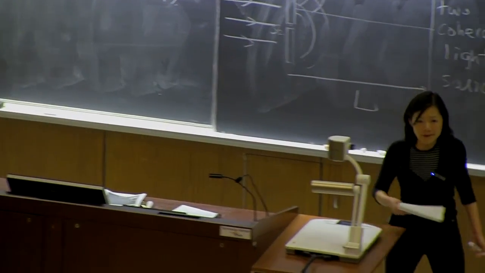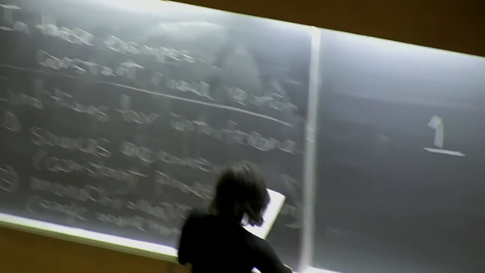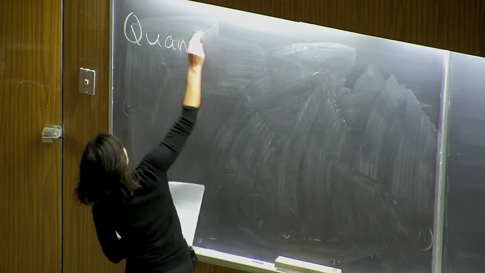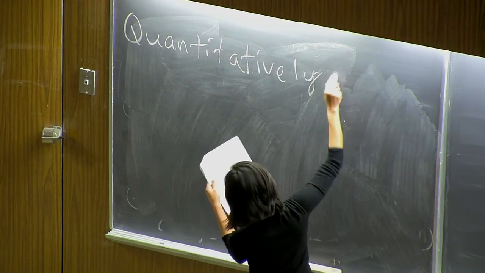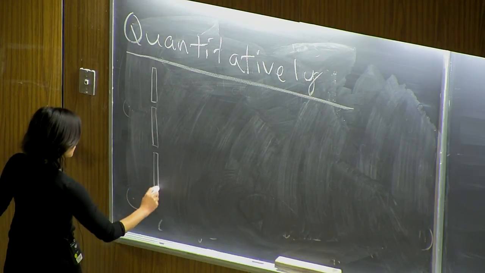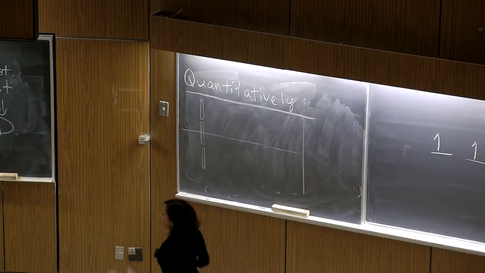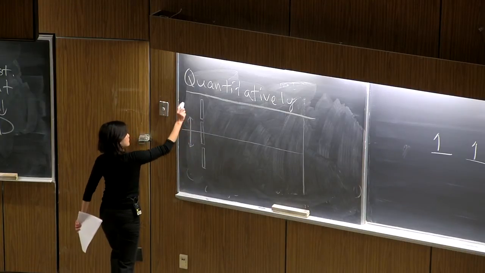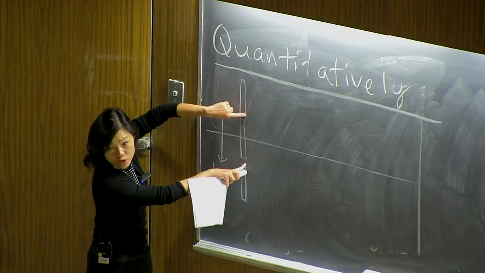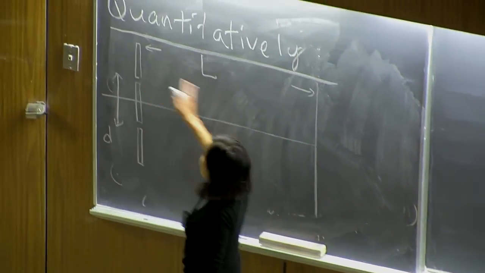Okay, so quantitatively, what are the locations where all these dark spots are located? Suppose the distance between these two slits is given by d, little d. Once again, this is the distance between the two slits. And some distance away, we have our screen.